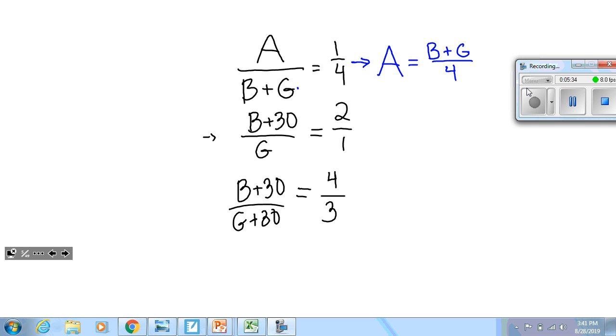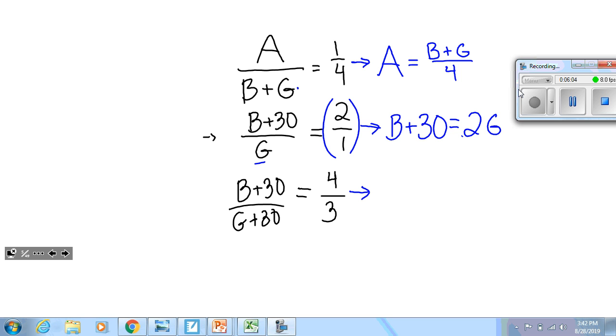All right, well, what about if we go to this next one? Let's just try to get some things out of the denominator. So if I want to get G out of the denominator, I could multiply both sides by G, right? So if I multiply both sides by G, I'm going to end up with B plus 30 equals, multiply this side by G, it's just going to be 2G, right? Okay, so there's kind of a simplified version of my next equation.